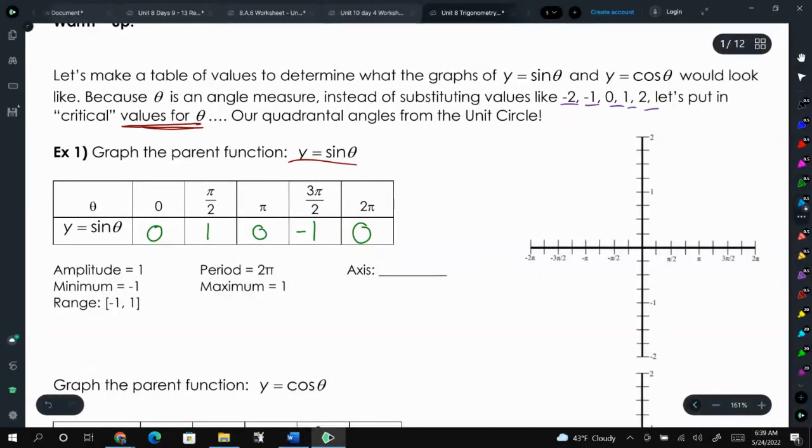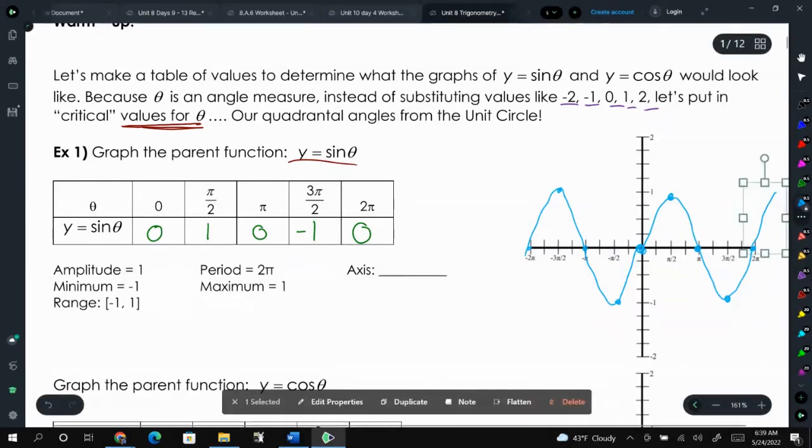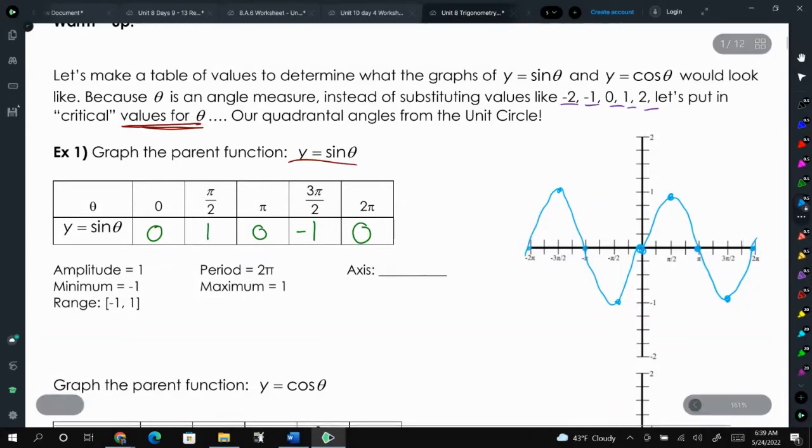So if we were to plot this: (0, 0), (pi over 2, 1), (pi, 0), (3 pi over 2, -1), and (2 pi, 0). So it would go like this. Now, like I said, because it's a periodic function, we could actually extend it this way as well, and you get what's called a nice sound wave. And if we had more x values over here, it would repeat itself that way as well.